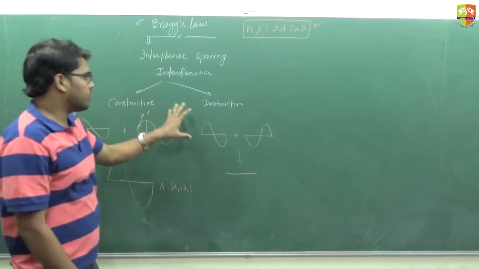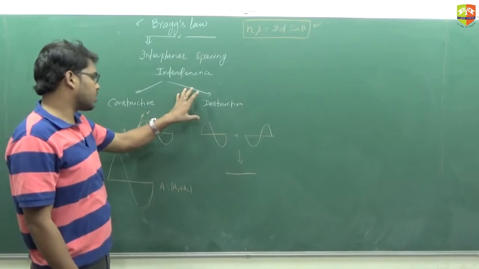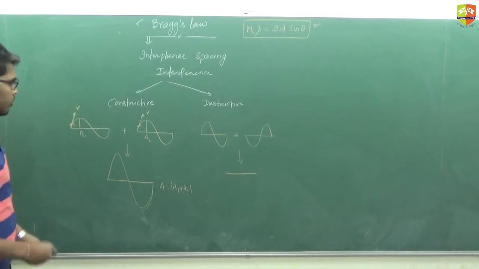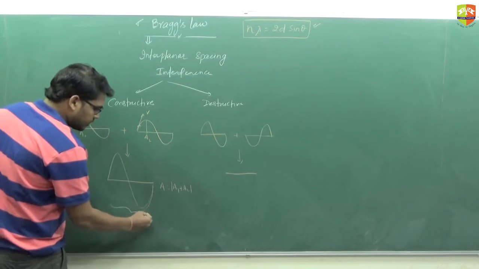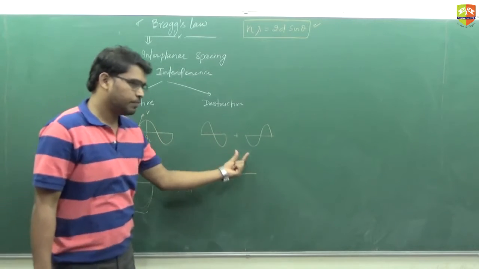Interference we have use of here, two types, destructive and constructive. Now to get a better image, we need constructive interference, because otherwise you won't get anything here.